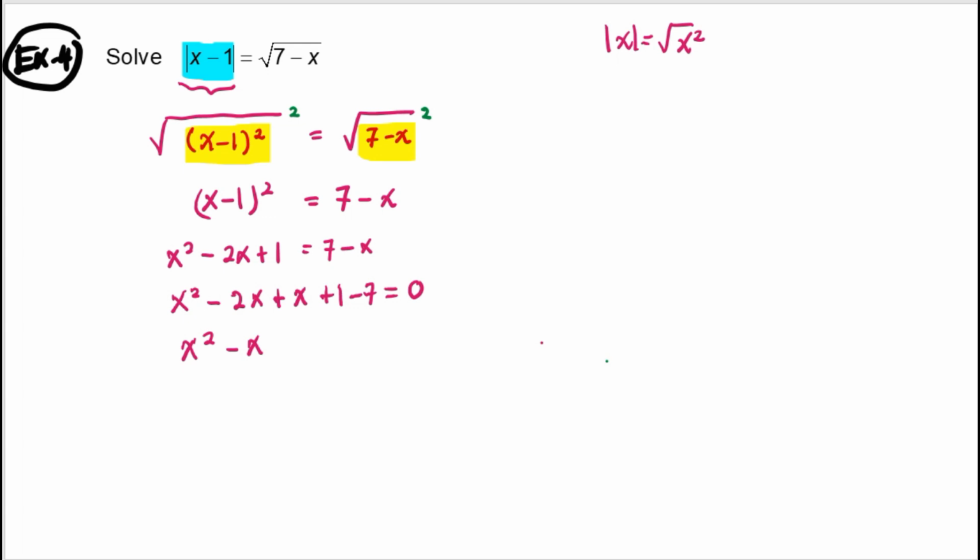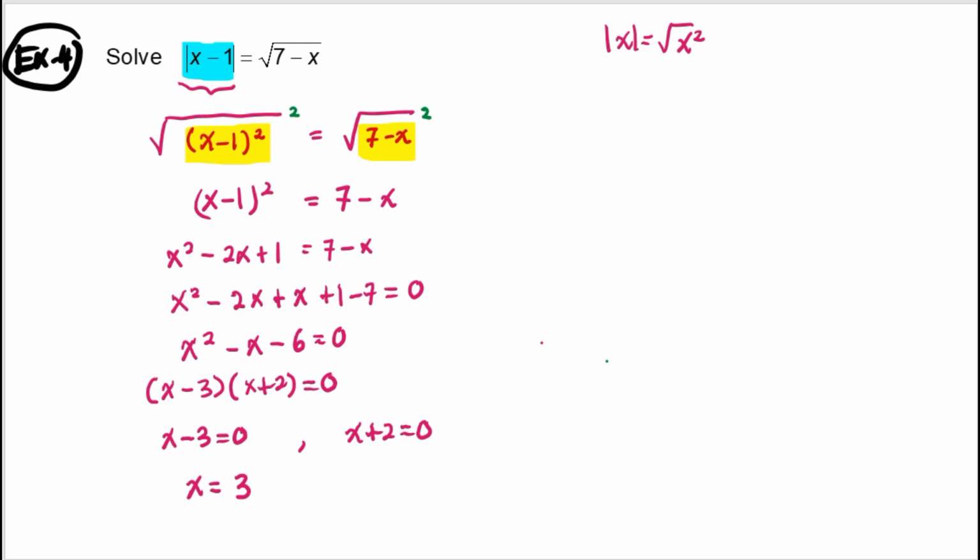We simplify first. So we have x squared minus x minus 6 equal to 0. We will have to factorize this. This is actually equal to x minus 3 times x plus 2, equal to 0. Now we have x minus 3 equal to 0, and another one, x plus 2 equal to 0. So we have the answer x equal to 3, or x equal to negative 2. So these are two answers for this one.